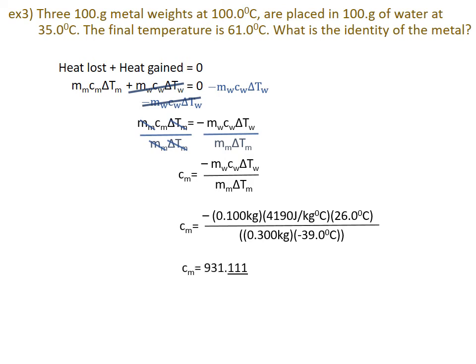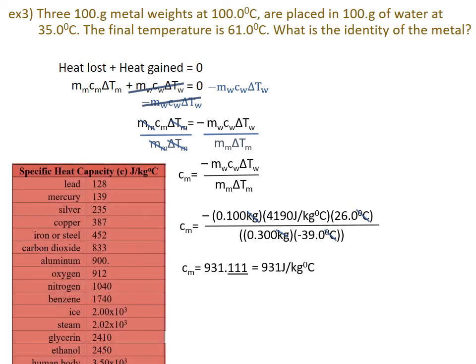I'll run it through my calculator, and I get 931.111. Three significant figures because every number I have has three significant figures, and I'm multiplying and dividing. Unit-wise, kilogram and kilogram will factor out, degrees Celsius factor out. That leaves me with joules per kilogram degrees Celsius. So the specific heat capacity is 931 joules per kilogram degrees Celsius.